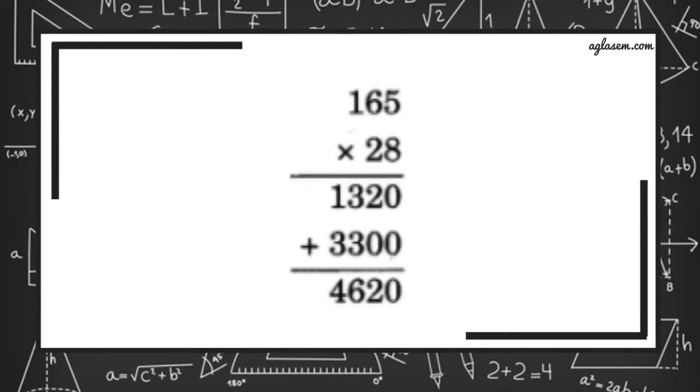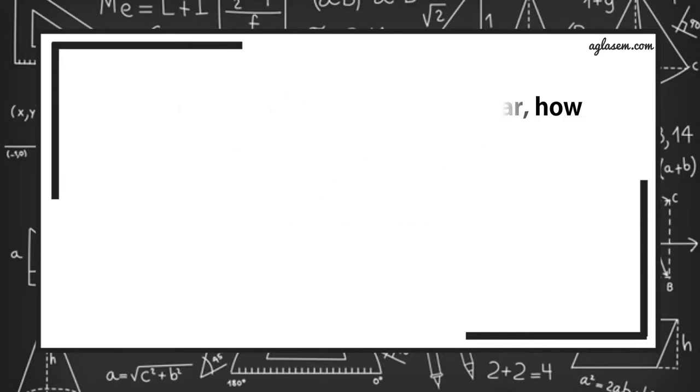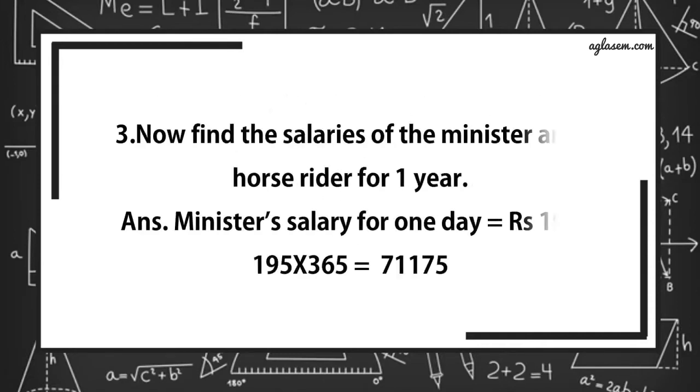Further, question number 2 says if he called for all days of the year, how much salary will he get? Answer is 165 multiplied by 365, you will get 60,225. Further, question number 3 says now find out the salaries of the minister and horse rider for 1 year.